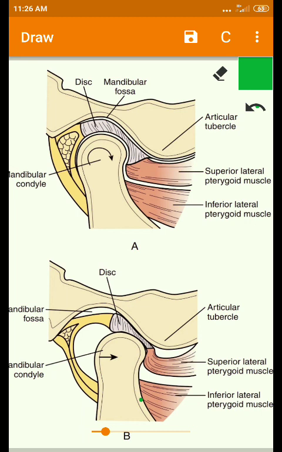Okay, so this is about the mandibular elevation and depression movement, joint kinematics. In the next session we are going to see mandibular protrusion and retrusion, and also the mandibular lateral deviation or lateral excursion. Thank you.